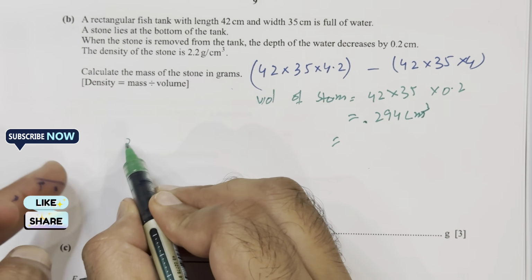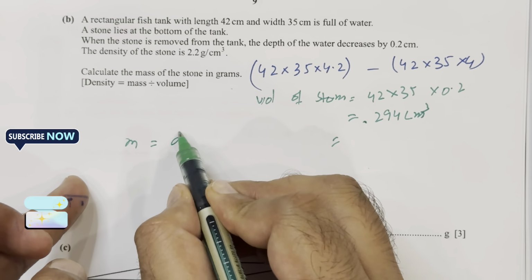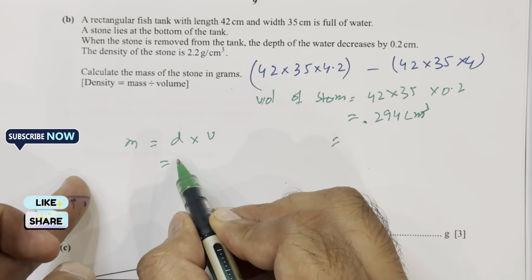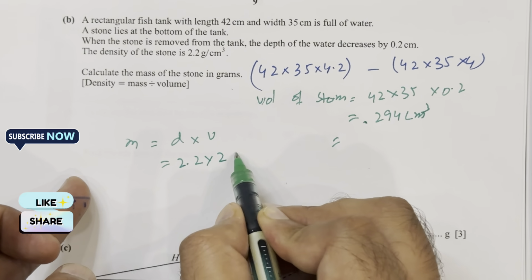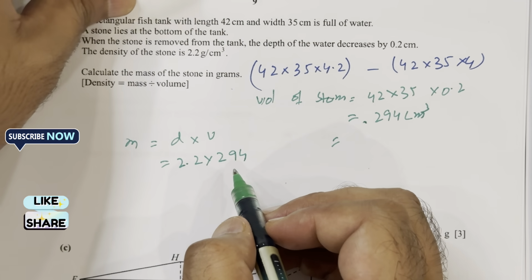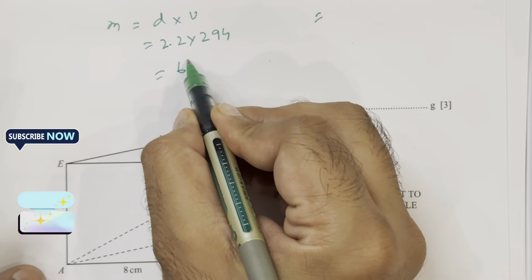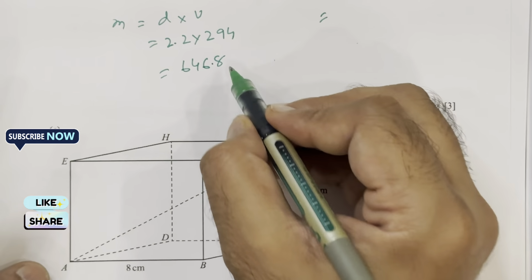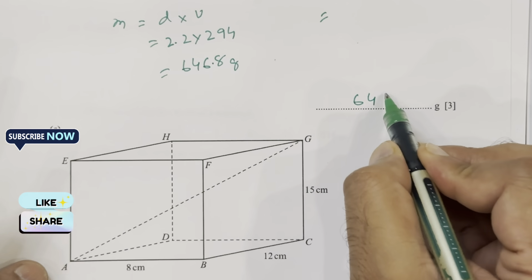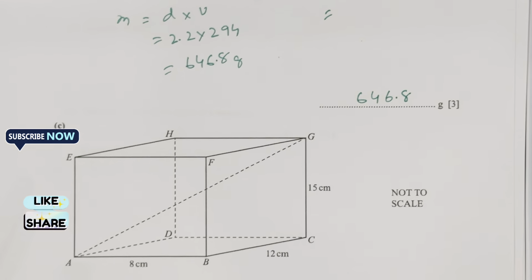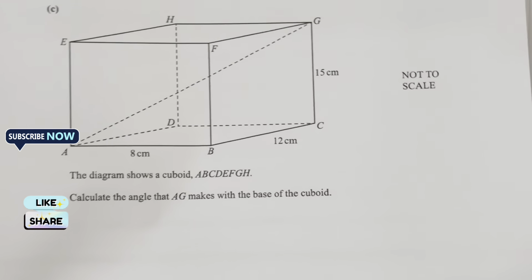And you need to find the mass. The formula for the mass would be density into volume. Density is given, that is 2.2, so multiply by 294, you get the mass, that is 646.8 gram. So you're gonna write that 646.8 gram in your answer space. Moving to the C part.